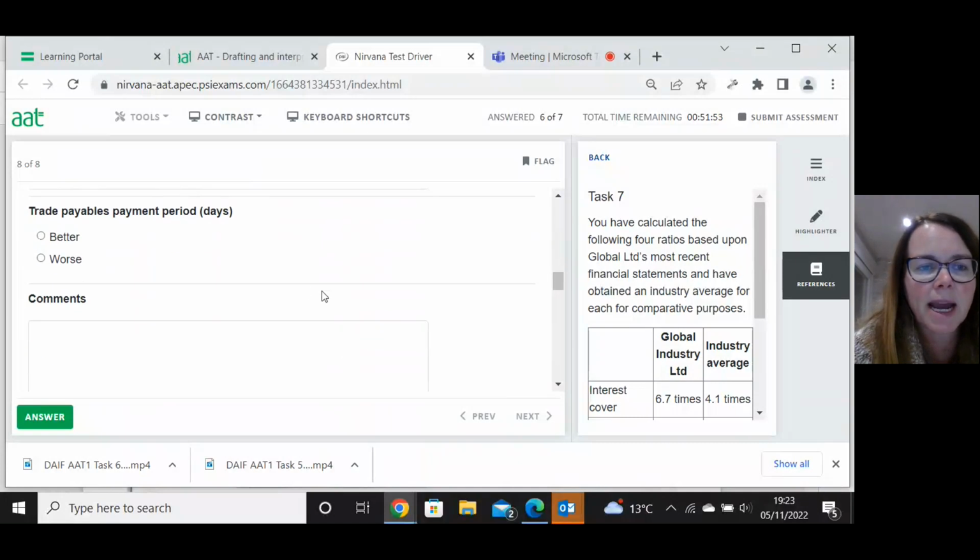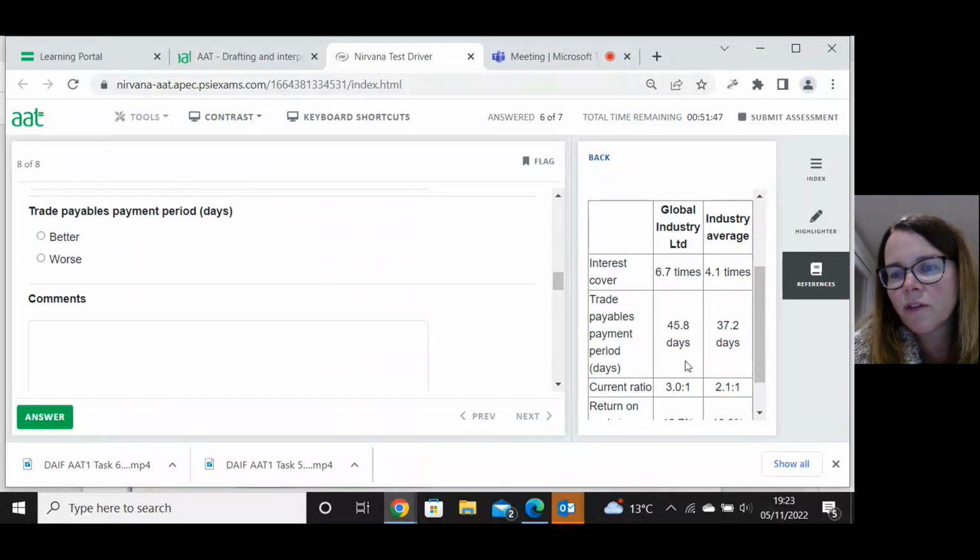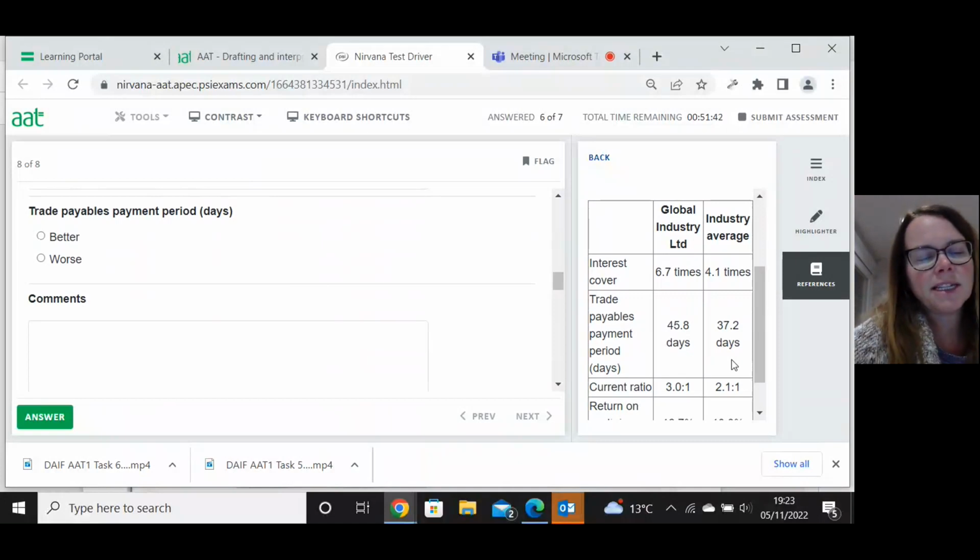Right, so then let's come to trade payables payment period. So this one, we've got 45 plays 37. Now this is an interesting one because with payables payment period, you could say it's better because Global's holding on to its money for longer, which is better for Global. But you could say it's worse because it might be that Global is upsetting its suppliers by not sticking to their terms. So for this one, I did have a look at the AAT's sample answer.